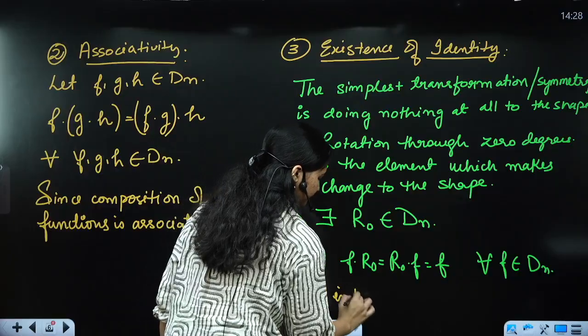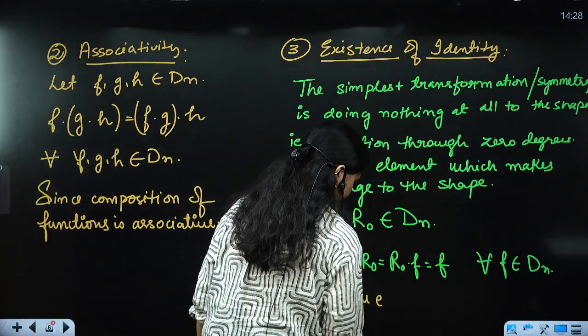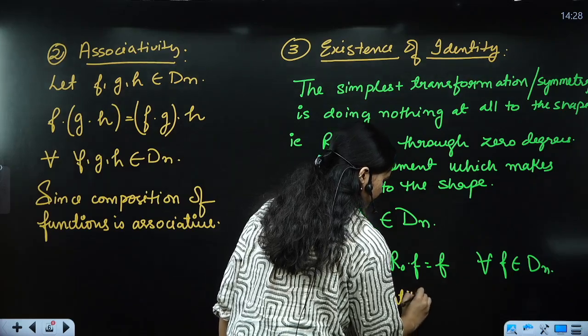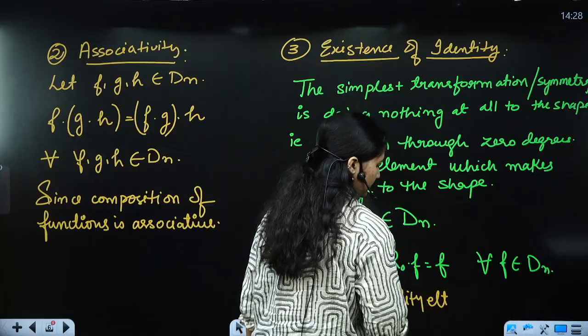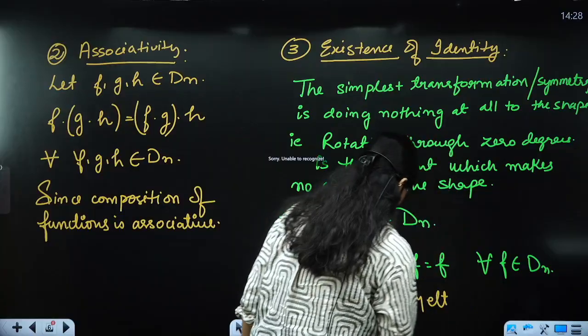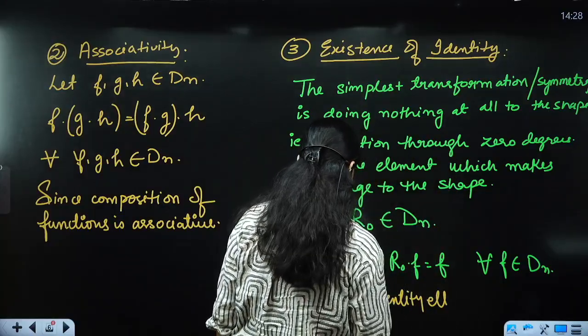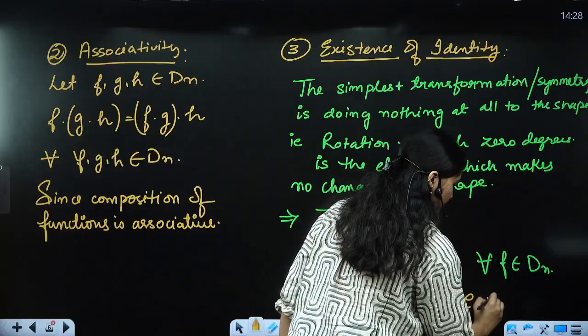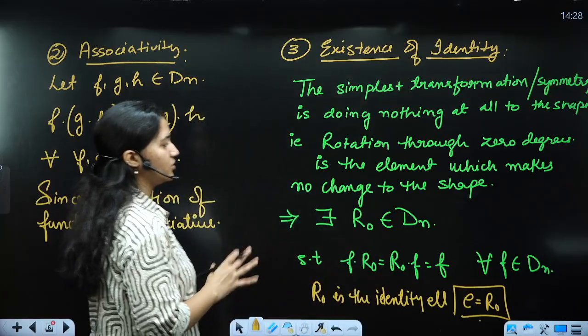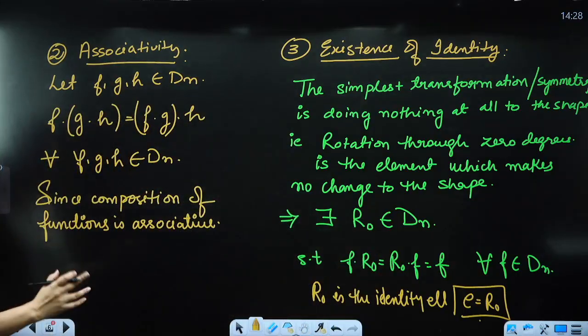So R naught is the identity element. ELT, this is short for element, all right? R naught, or I should say E equals R naught, right? So the identity element also exists for our Dn group, right?